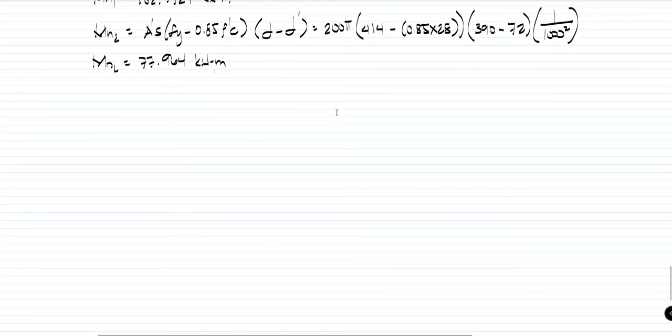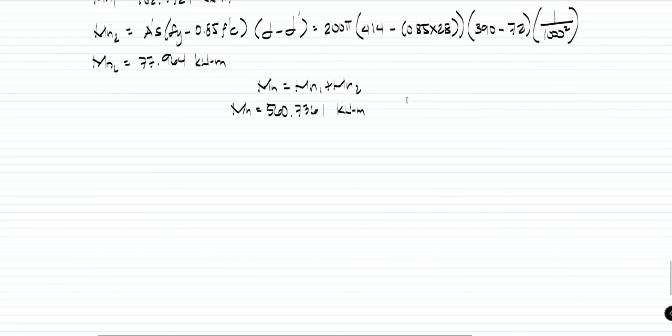Now, adding the two moments, we have Mn is equal to Mn1 plus Mn2. So, ito yung paraan para makuha natin yung total nominal moment capacity ng beam natin. So, the nominal moment capacity or the sum of these two will be 560.7361. That is in kilonewton meter.